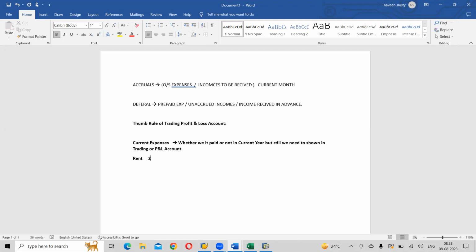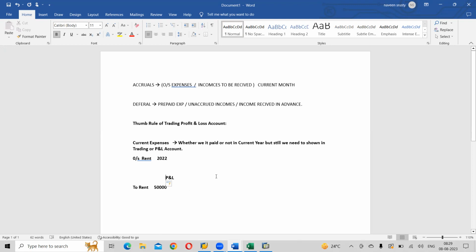Rent. The related year is 2022, and outstanding means still to pay. So in the books of 2022, in the P&L account, we have not paid the outstanding rent, but still we will show it on the debit side as "to rent", for example, 50,000. We have not paid, but still we need to show it in the books of accounts.